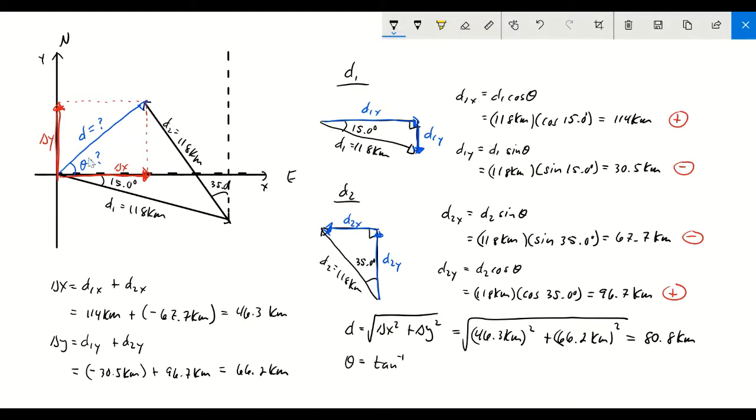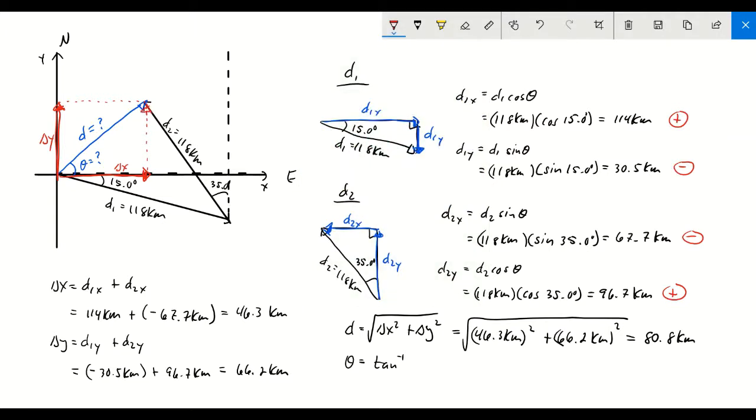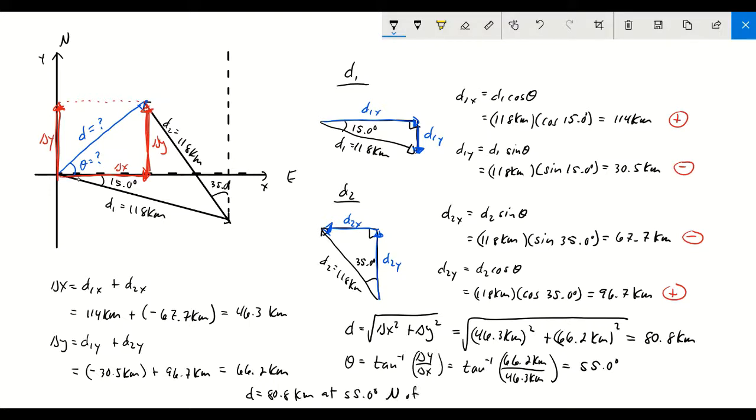And if we take a look over here at our original triangle, remember with vectors, I can move them anywhere. So this y component, the delta y, is really right here. This is the same as delta y. That's opposite of our angle. So when we put on our inverse tangent, it will be delta y over delta x. So we get our inverse tangent, and remember delta y is 66.2 kilometers divided by our 46.3 kilometers, and we have our angle of 55 degrees. So to put this all together, our final answer will be 80.8 kilometers at 55 degrees north of east.